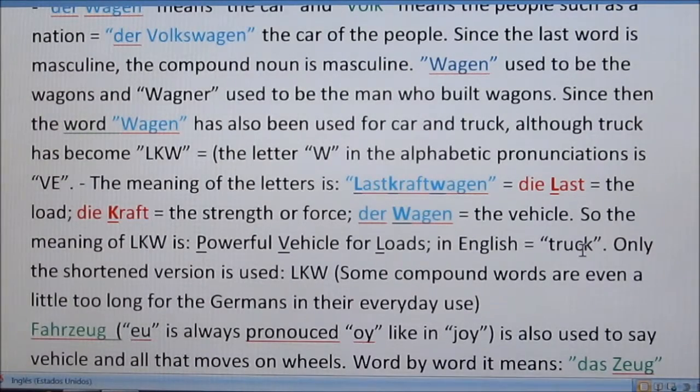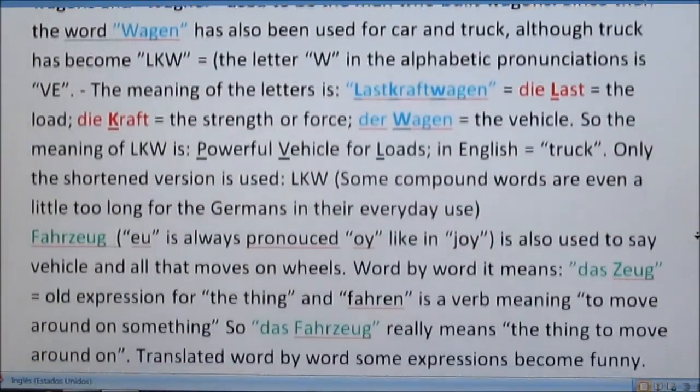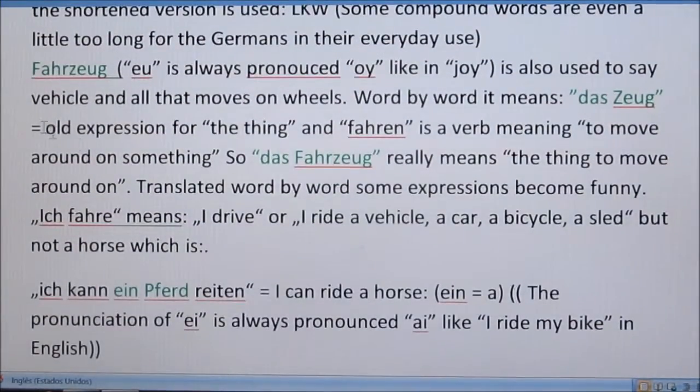In English, truck. Only the shortened version is used, LKW. Everybody just says LKW. Some compound words are even a little too long for the Germans in their everyday use. Another name for vehicle is Fahrzeug. Again, EU is pronounced oi, like enjoy. It is also used to say vehicle and all that moves on wheels.